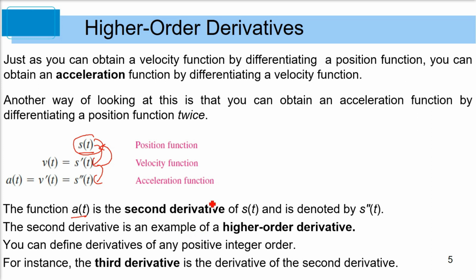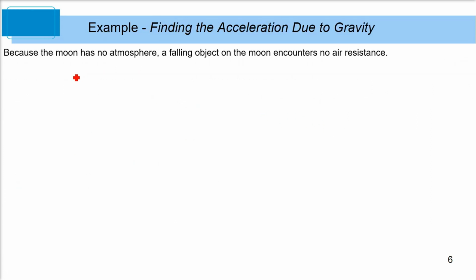Alright. The third derivative is the derivative of the second derivative. The fourth derivative is the derivative of the third derivative, and likewise. As we are discussing the acceleration issue, let us take an actual real life example. Because the moon has no atmosphere, a falling object on the moon encounters no air resistance. This we already know. But now, in 1971, what happened?